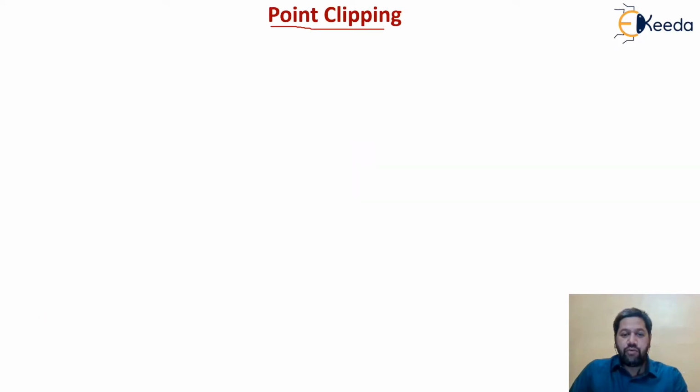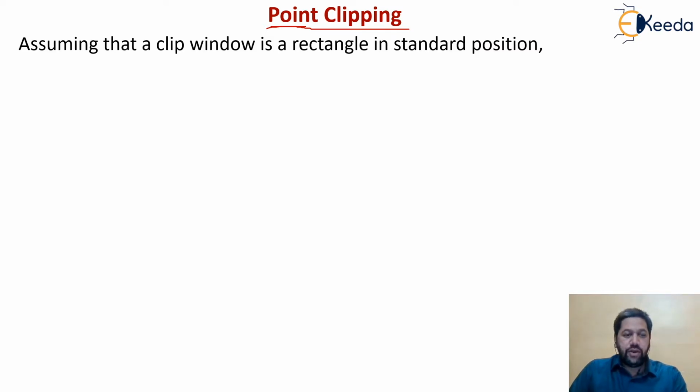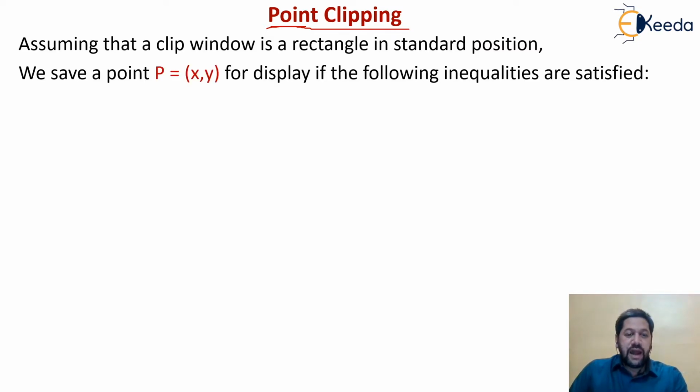Okay, so we are discussing the point clipping operation. Assume that the clip window is a rectangle in standard position. I think we have mentioned this earlier: generally, in standard position, the clip window is always considered a rectangle. Now suppose we have the point P equal to x comma y for display.